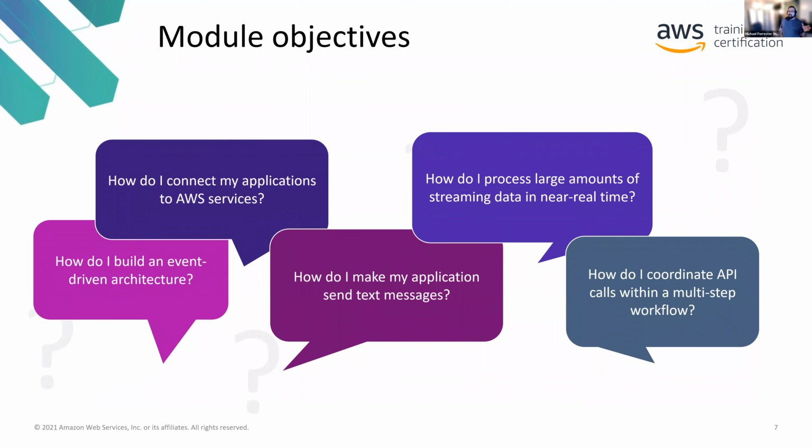So how do I build an event-driven architecture? How do I connect my applications to AWS services? How do I send text messages? How do I process a lot of streaming data in near real time? How do I set up a multi-step workflow? And what if I need a queue? What are my options for that? Now, I'm going to blow your mind for just a second because I'm going to show you a serverless architecture. So just hold on for a second.